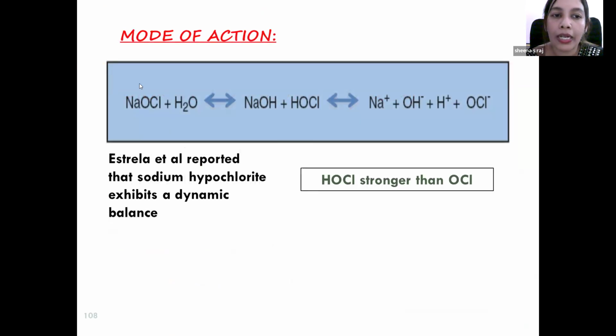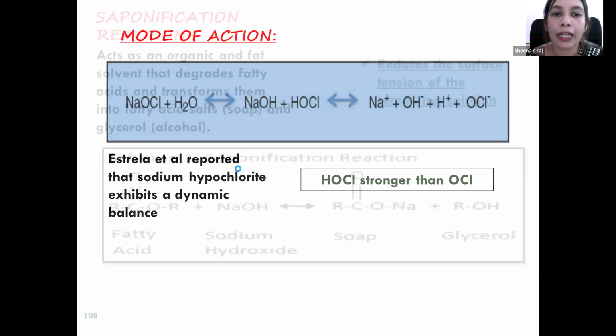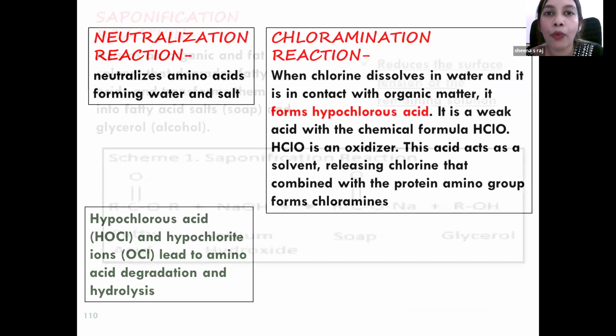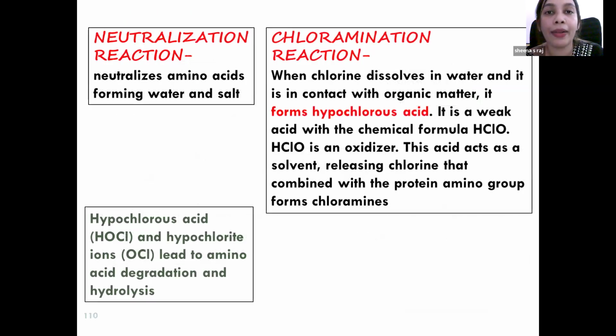See, with sodium hypochlorite, when it reacts with water, it forms two important products, NaOH and HOCl. This HOCl is much stronger and is responsible for the antimicrobial action. So you have to know three important reactions: saponification reaction, neutralization reaction, and chloramination reaction.